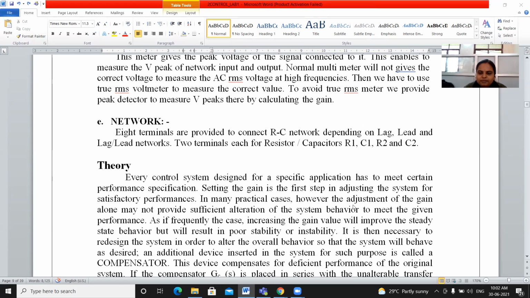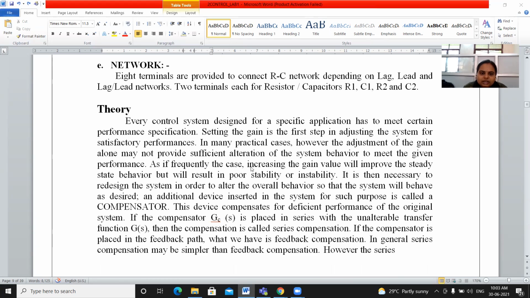In many practical cases, the adjustment of the gain alone may not provide a sufficient alteration of the system behavior to meet a given performance. In general cases, increasing the gain will improve the steady state behavior, but the stability will go on decreasing. That's the major one. It is necessary to redesign a system in order to alter the overall behavior so that the system will behave as required, or the desired output we want from the device.